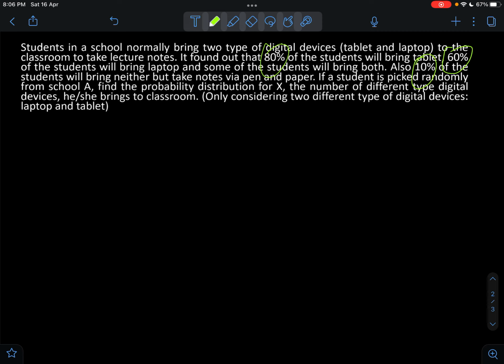So if we pick a student randomly from the school, find the probability distribution of X, the number of different types of digital devices he brings to school. Okay, so let's see how to solve these problems. Normally for a probability problem, the first thing is that we can just try to draw out a Venn diagram to better visualize what happens here.